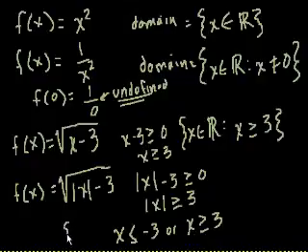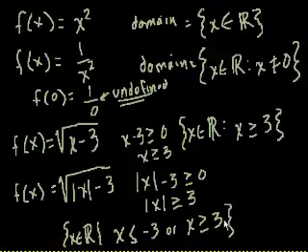So we have x is a member of the reals such that, actually, I always forget it. It's either a colon or a line. I'm rusty. It's been years since I've done this kind of stuff. But anyway, I think you get the point. It could be any real number here as long as x is less than or equal to negative 3, or x is greater than or equal to 3.